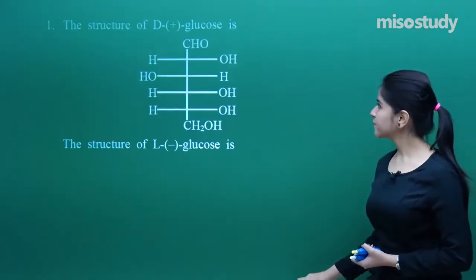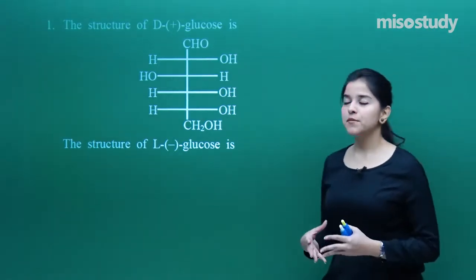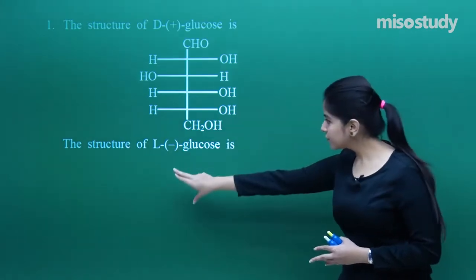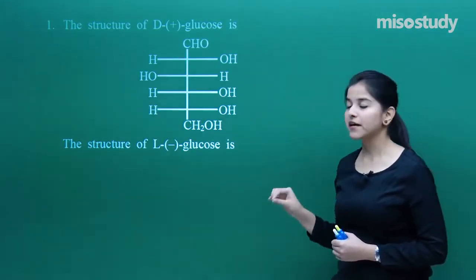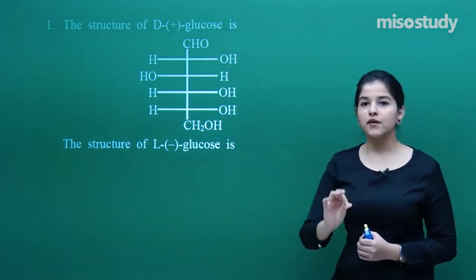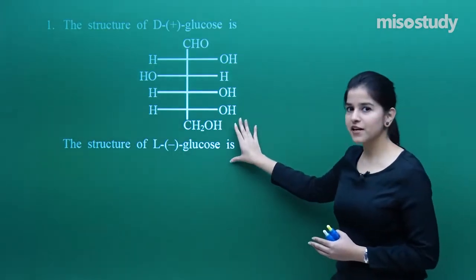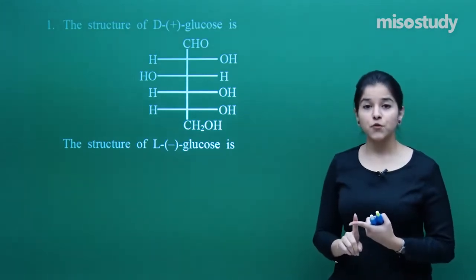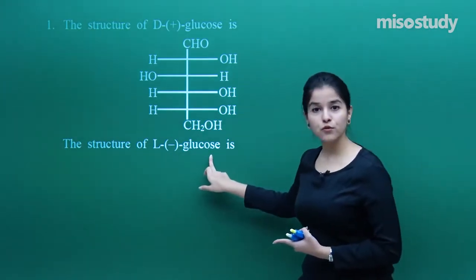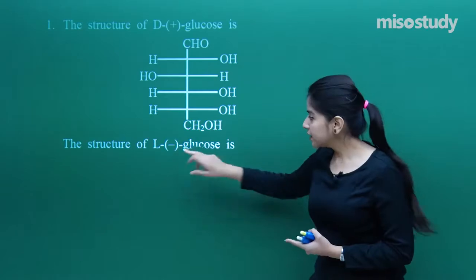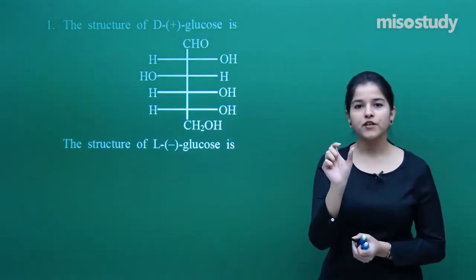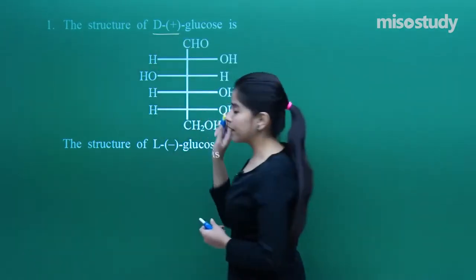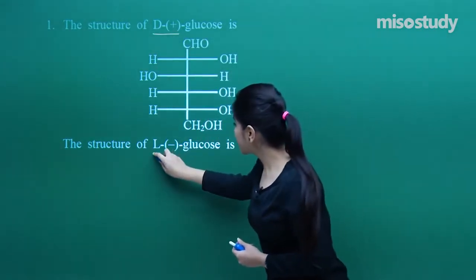What do we have? The structure of D plus glucose is given over here, and you need to find out the structure of L minus glucose. Remember, we have discussed a similar kind of question in mains as well, but there it was asked about L plus glucose, not L minus. Here you need to pay attention to what kind of configurations are given in the question. They have given D plus and you need to find out the L minus.